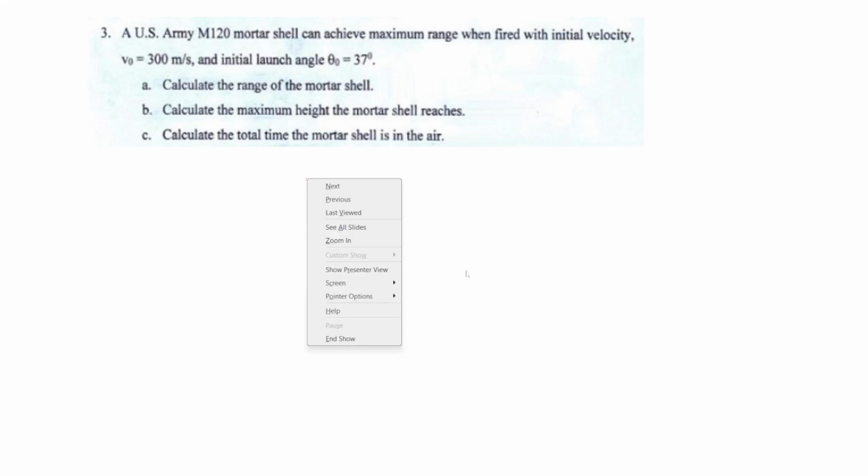And one more problem we got is also from kinematics, but it is from projectile motion. A US Army M120 mortar shell can achieve maximum range when fired with the initial velocity V0 equal to 300 meters per second and initial launch angle theta naught equal to 37 degrees. So calculate the range of the mortar shell.